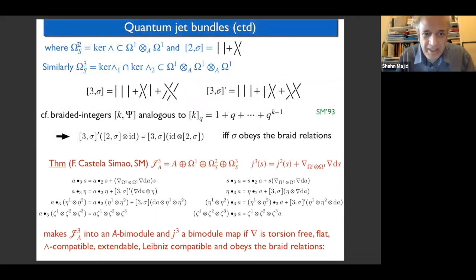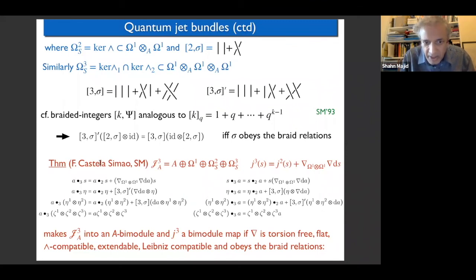So the 2 is the braided integer 2. And just to cut a long story short, it is just the braiding plus the identity plus a braiding, similar to 1 plus q in quantum geometry. And then similarly for sigma 3, the symmetric part is the joint kernel. And I define 3 sigma to be this symmetrization, these operators here. And then this identity is equivalent to the Yang-Baxter or braid relations.